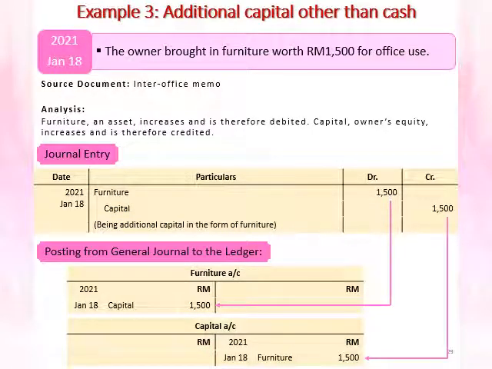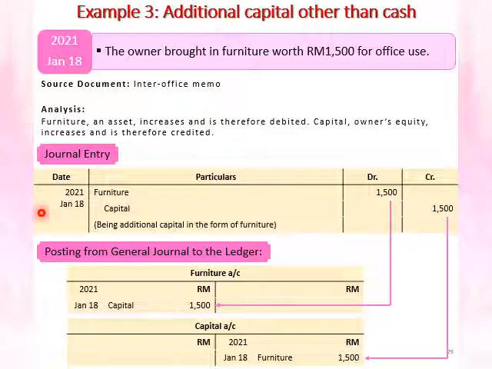For the example 3, we have additional capital other than cash. On the January 18, the owner brought in furniture worth 1,500 for office use. So the source document will be the inter-office memo. The analysis, furniture, which is an asset, increases and is therefore debited. Capital, which is the owner's equity, increases and is therefore credited.